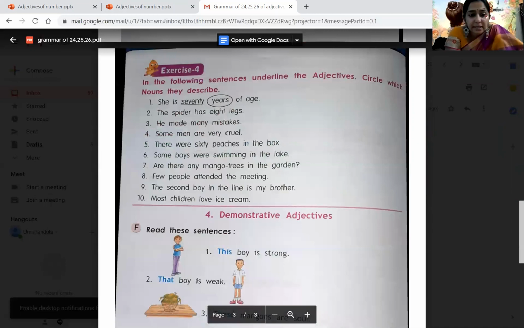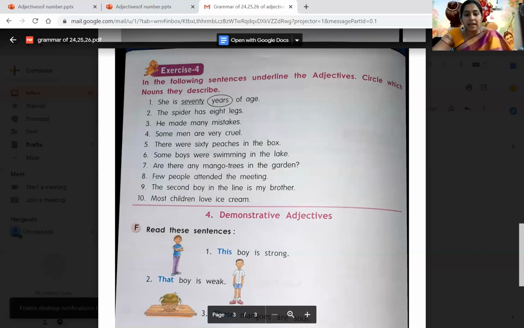If you see the exercise here, 4. She is 70 years of age. In the question, you see: in the following sentences, underline the adjectives and circle the nouns which they describe. The first one, she is 70 years of age. 70 is underlined as an adjective, and years is the noun which they describe. How many years? 70 years. So years is the noun and 70 is the adjective. So you have to underline that.